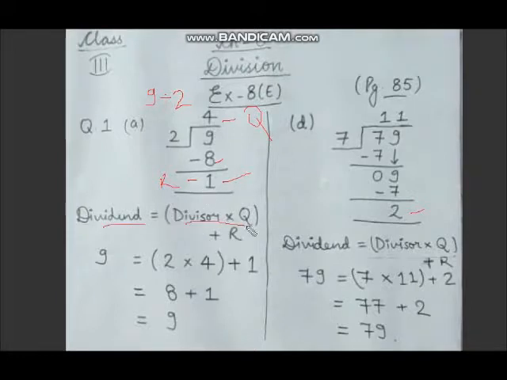Dividend is equals to divisor into quotient plus remainder. First you have to multiply divisor and quotient. So आप divisor को और quotient को पहले multiply करेंगे and then you will add this leftover number. So divisor and quotient is 4 into 2. 4 times 2 is 8. And what is the remainder here? 1. So we will add this 1. See, the dividend is same जो हमने यहाँ पे अभी divide किया था. So 9 is the answer.